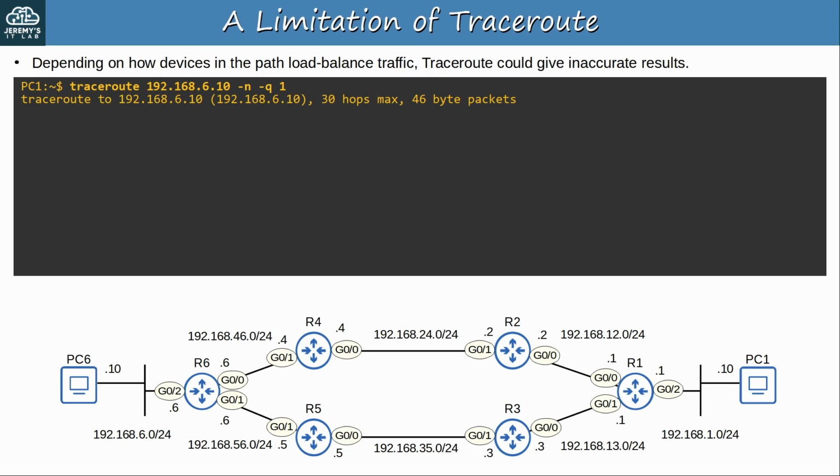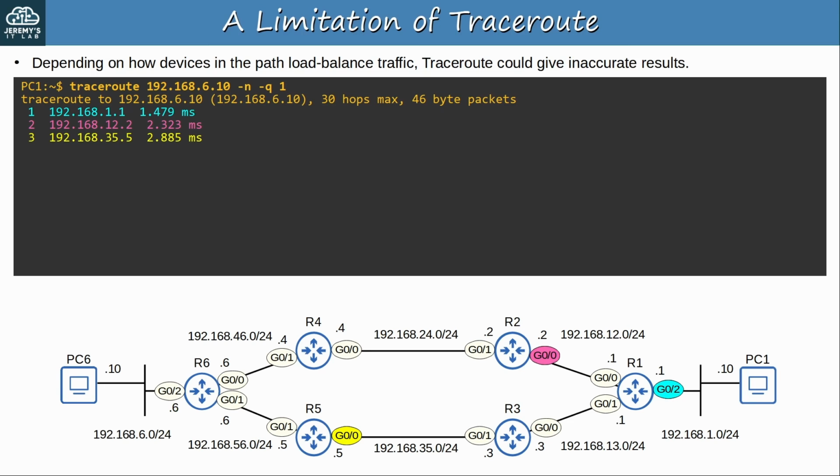For example, I used the following command on PC1, a Linux host. The -n means to not resolve the addresses to names, and -q1 means to just send a single probe per TTL, instead of the default 3. So the first response comes from R1, of course. Then R2's G00 interface. Then R5's G00 interface.